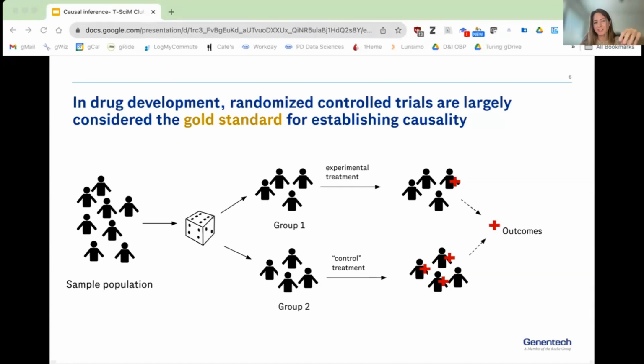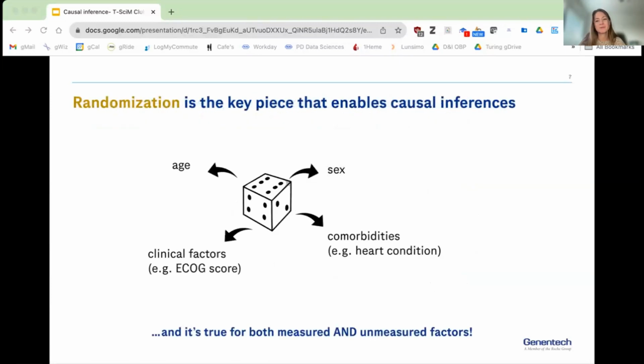So remember, causal inference is establishing what would have happened. The key piece here is randomization, which really acts as our surrogate time machine. By randomly assigning subjects to treatment or control groups, randomization creates two groups that are similar in all respects except for the intervention being assessed. In this way, we can isolate the treatment effect from the effect of other variables which might confound that effect. For example, if one group is older or sicker than the other group, then it's not a fair comparison. Those patients may die sooner, for example, irrespective of treatment.